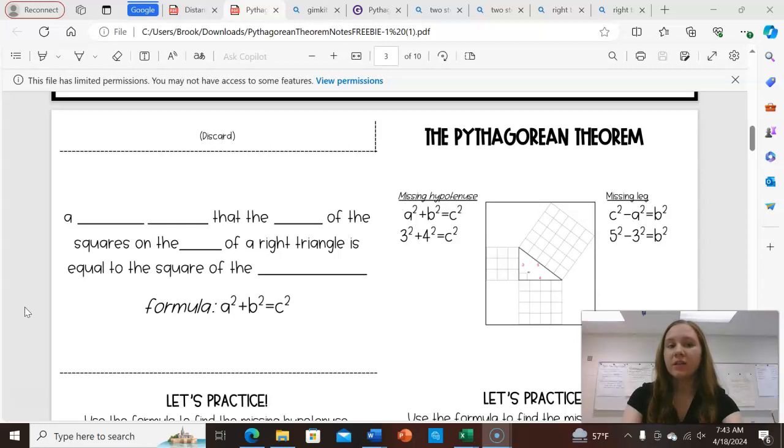this set of guided notes here. What you will want to write, where you see these first two blanks, is the words proven relation, so that it will say a proven relation that, and in this next blank, you will write the sum of the squares on the legs of a right triangle is equal to the square of the hypotenuse. So again, in the first two blanks, you should write proven relation. In the third one, you should write sum. In the fourth blank, you should write legs. And in the fifth, final blank, you should write hypotenuse.